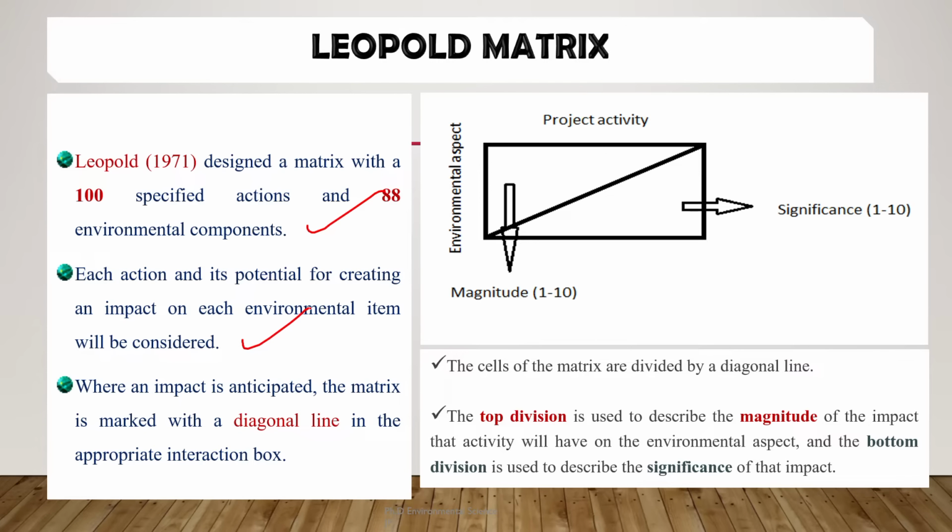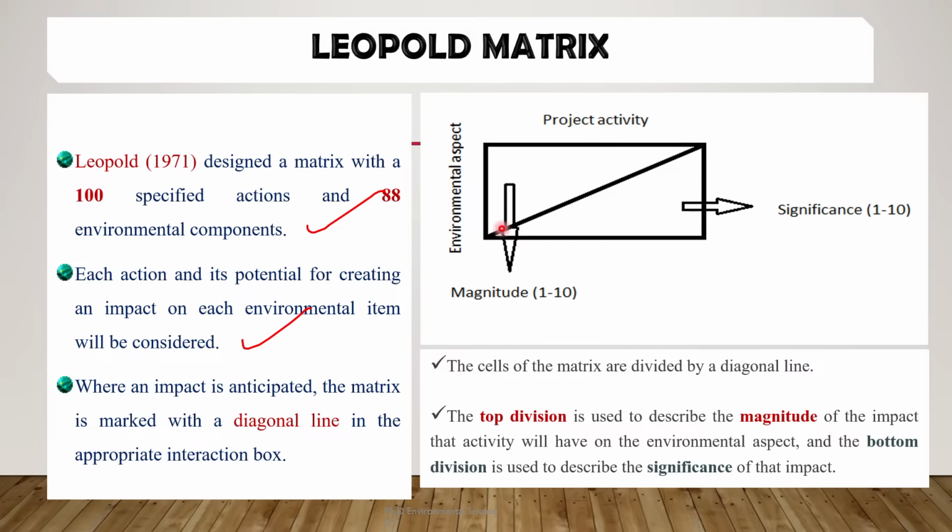This matrix is structured as a grid with one axis listing the project activities and the other axis listing the environmental components. Each cell in the grid represents the interaction between the specific project activity and environmental component. When an impact is anticipated, meaning when it is seen that an impact would be there, the relevant cell in the matrix is marked with a diagonal line.